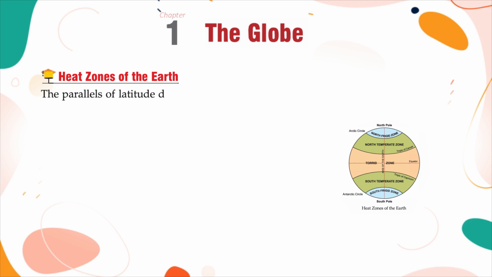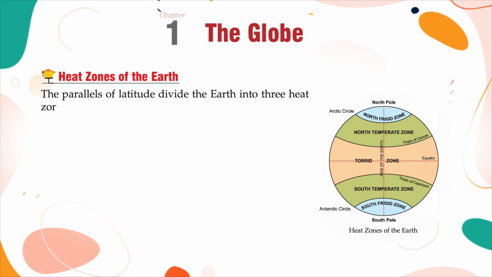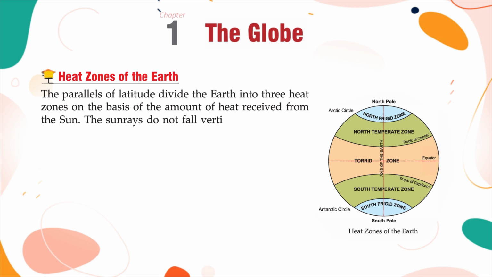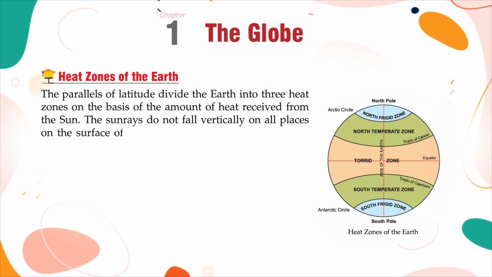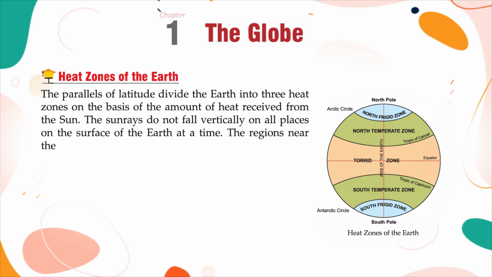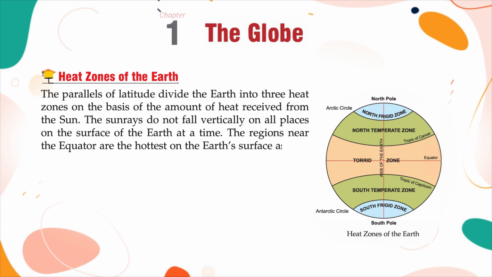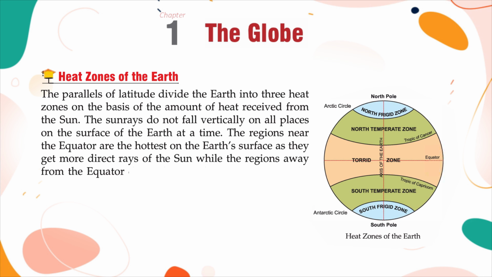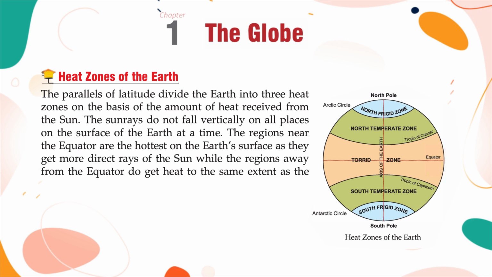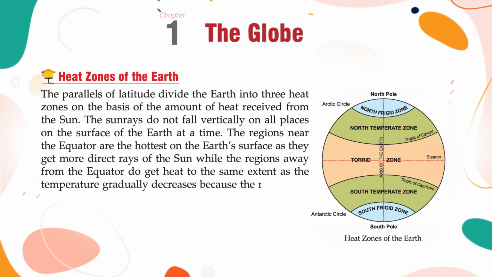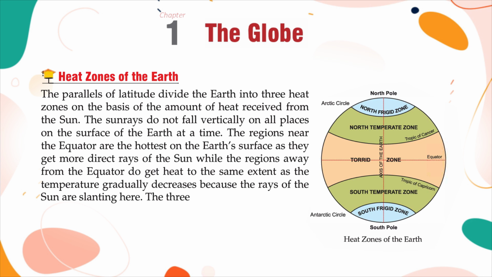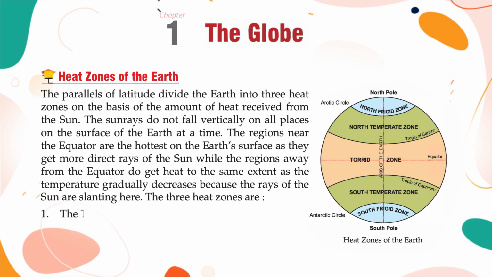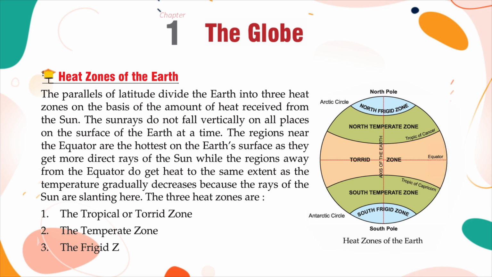Heat zones of the Earth. The parallels of latitude divide the Earth into 3 heat zones on the basis of the amount of heat received from the sun. The sun rays do not fall vertically on all places on the surface of the Earth at a time. The regions near the equator are the hottest on the Earth's surface as they get more direct rays of the sun, while the regions away from the equator do not get heat to the same extent as the temperature gradually decreases because the rays of the sun are slanting here. The 3 heat zones are the tropical or torrid zone, the temperate zone, the frigid zone.